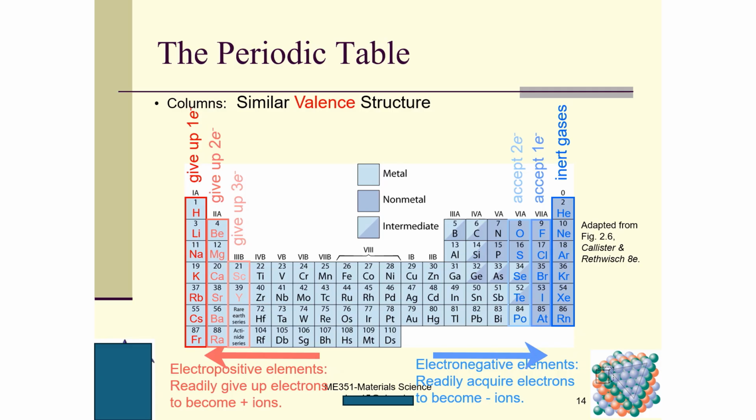For here, this is F, Cl, Br, I, At. They can acquire one electron to reach the steady state. For this group, they need to accept two electrons. This color is metal, and this dark color is non-metal. These two triangles of different colors, we call intermediate.